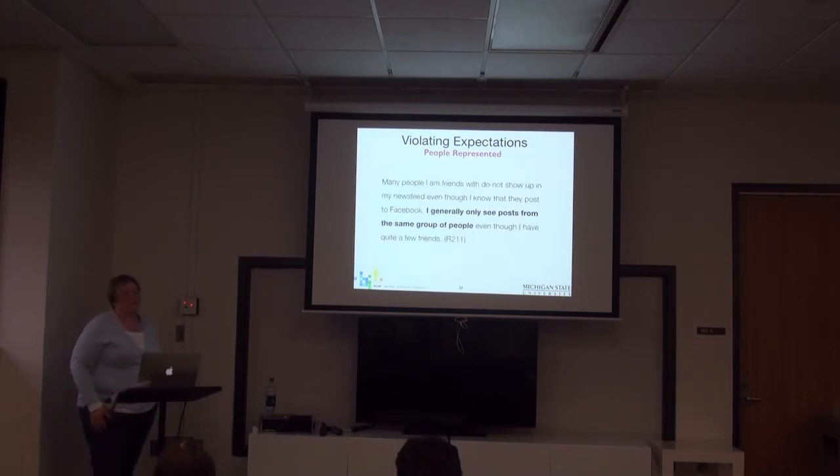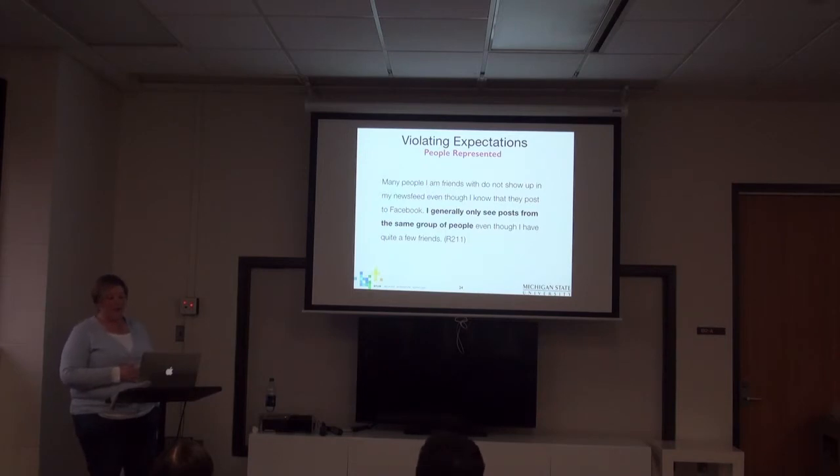Also, people noticed when they felt like they were seeing posts only from some of their friends and not other ones. So this participant said, many people I'm friends with do not show up in my newsfeed, even though I know that they post to Facebook. I generally only see posts from the same group of people, even though I have quite a few friends. So this seems to be interpreted as evidence that there are additional posts from other people that just aren't being shown, because they're convinced that those people are posting.